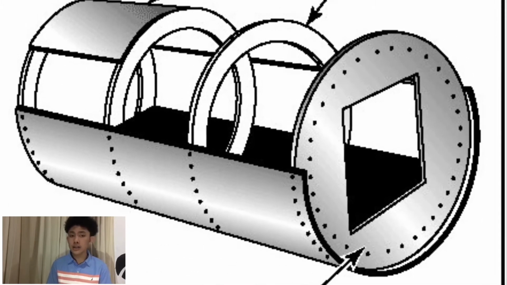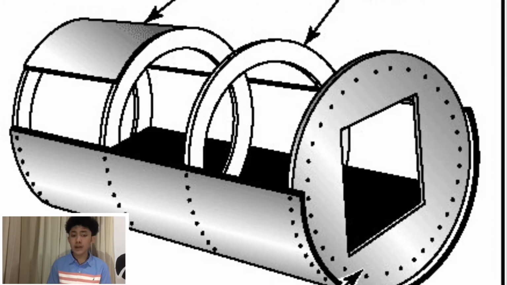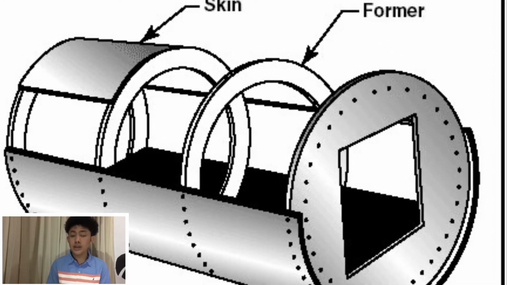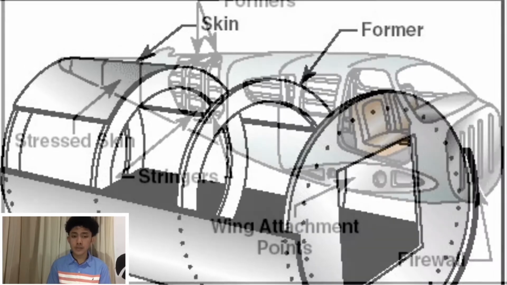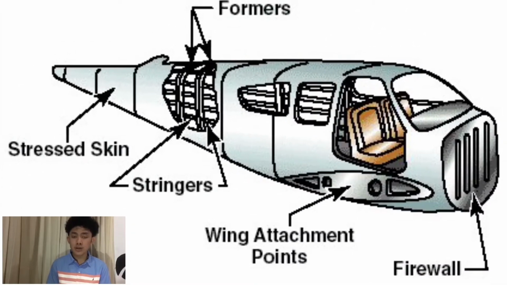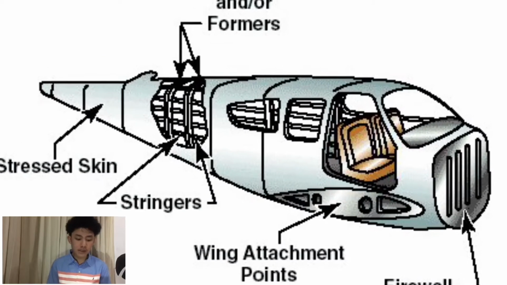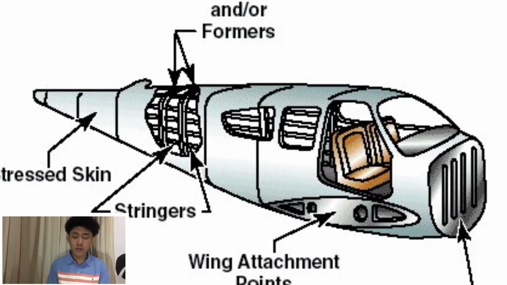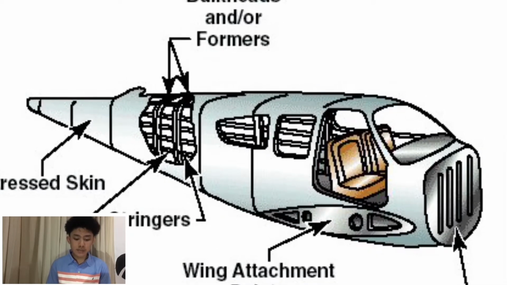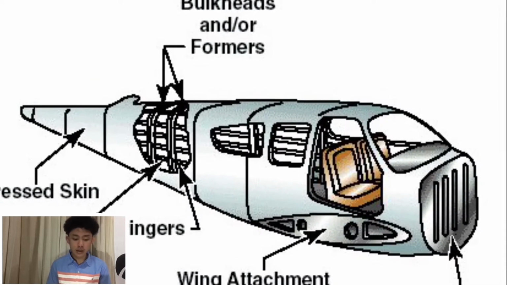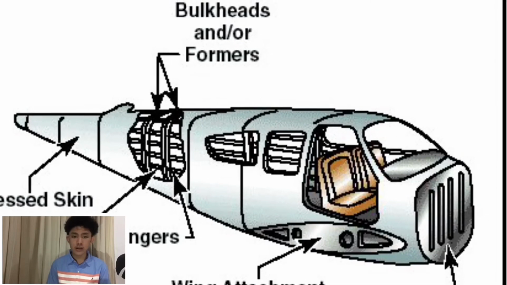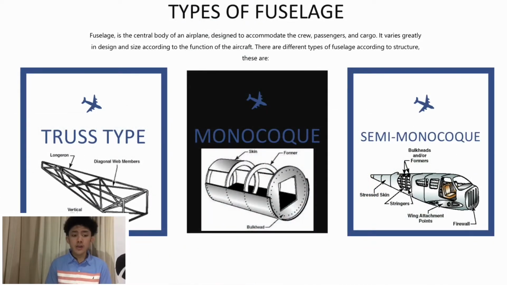A monocoque construction uses formers, frame assemblies, and bulkheads to give shape to the fuselage. Another is a semi-monocoque construction. Like the monocoque construction, it also consists of frame assemblies, bulkheads, and formers. But, additionally, the skin is reinforced by longitudinal members called longerons. Further details about the types of fuselage construction will be discussed on the succeeding slides by my group mates.